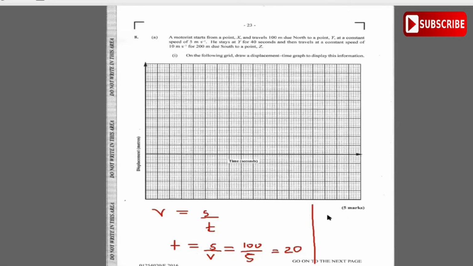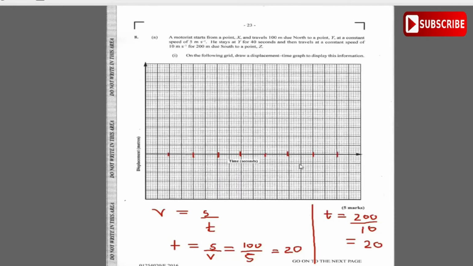And for the last part of his journey, the time is going to be equal to the distance of 200 over the speed of 10. 200 over 10 is 20. So 20 and 20 is 40, and 40 is 80. So the total time he's been traveling for is 80. So look how we're going to break it up. 10, 20, 30, 40, 50, 60, 70, 80.